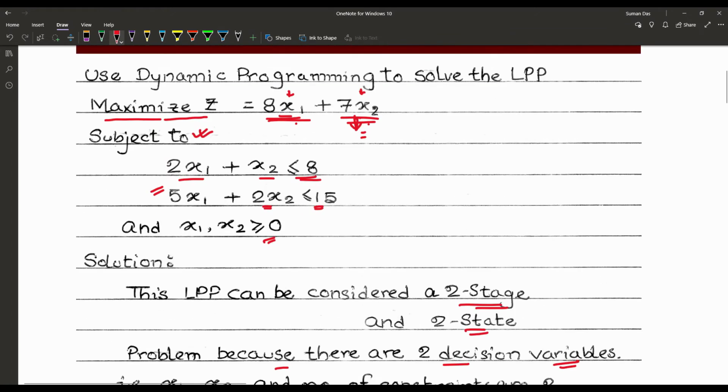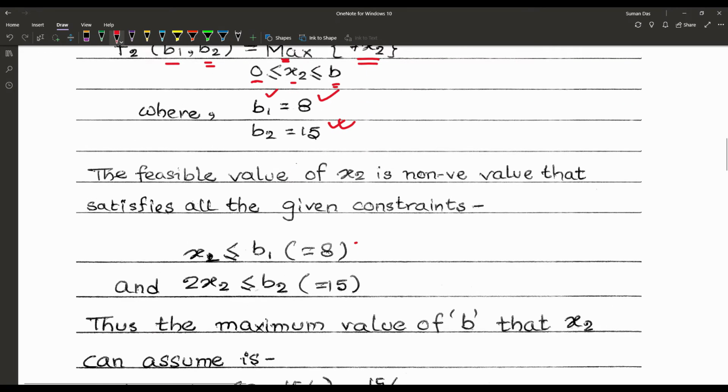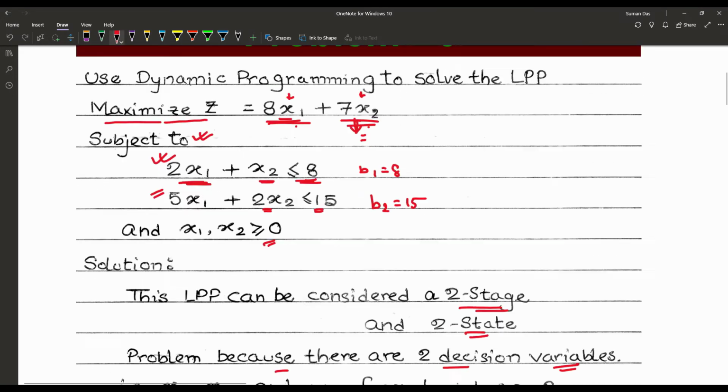Why? Because look, the first constraint has been given as 2x1 plus x2 is less than or equal to 8. So we are considering here that b1 is equal to 8, and for the second constraint we are considering that b2 is equal to 15. Okay, so next we are proceeding. The feasible value of x2 is a non-negative value that satisfies all the given constraints, that is x2 less than or equal to b1, which is equal to 8, and also 2x2 less than or equal to b2, that is equal to 15. Let's check the constraints once again.